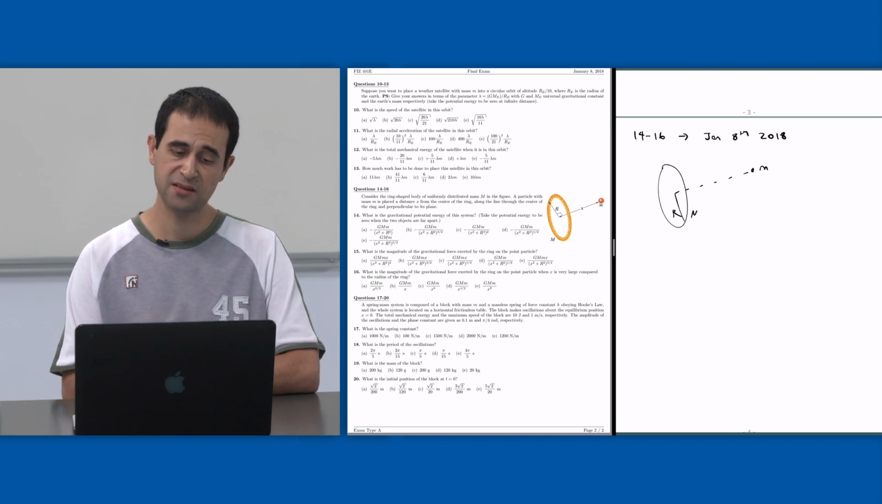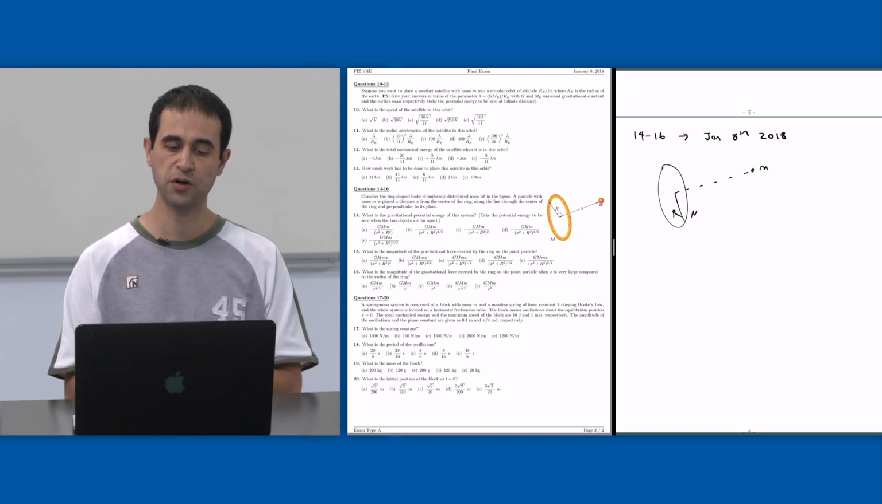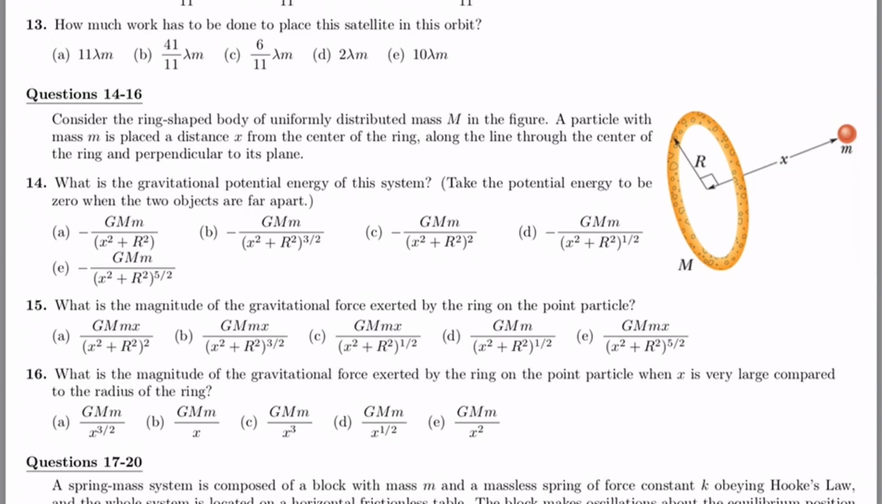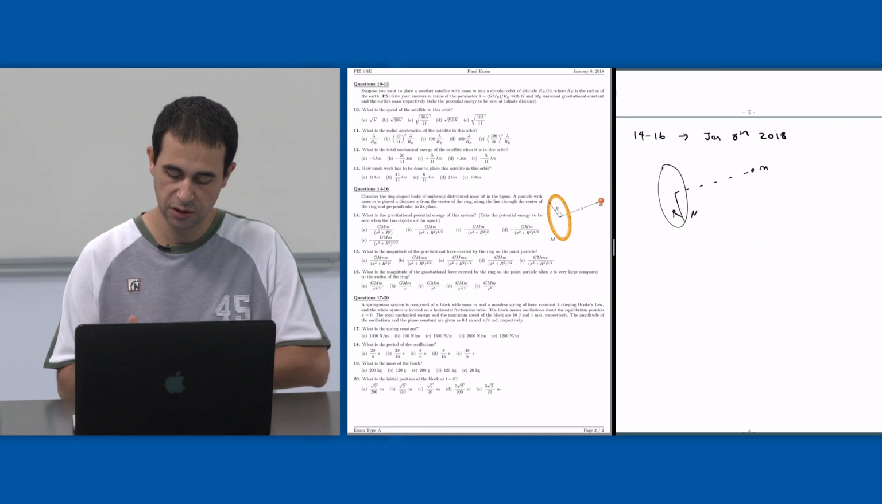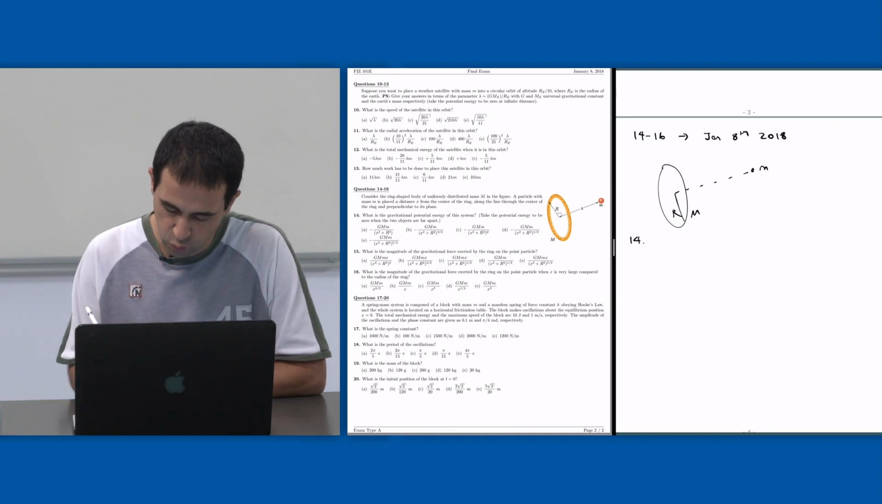So then it asks basically 3 questions. The first one is it's asking for the potential energy of the system. That's 14. And 15, it says, what is the force exerted by the ring on the particle? And then the final one is, what is it when x is large enough? So let's start with 14 first. What is the potential energy?